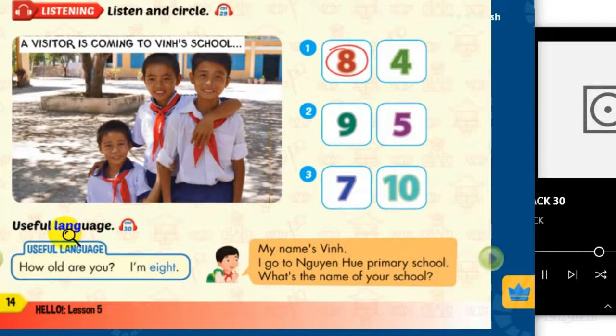Practice the structure. How old are you? I'm 8.